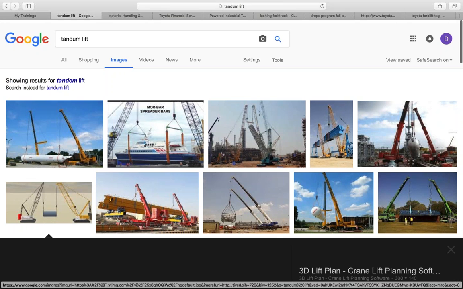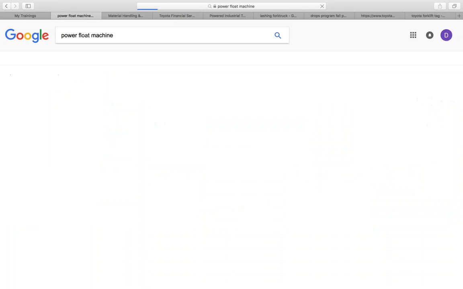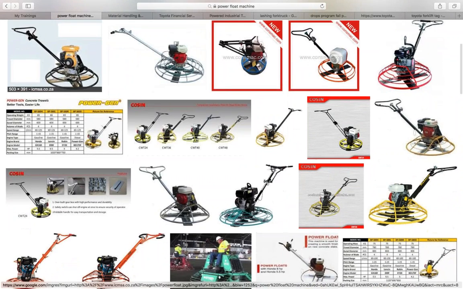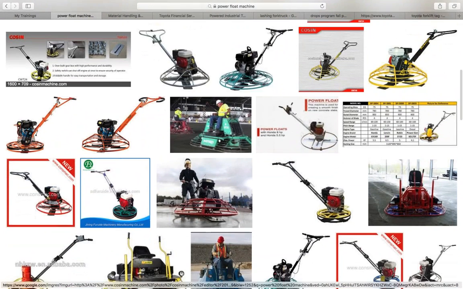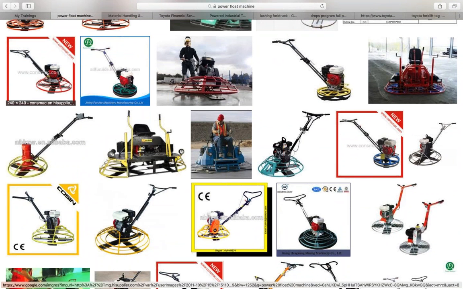Let me pull it up for you for anybody who's not familiar with it. Okay, that's what I'm talking about. Power trowel or power float, for anybody who's not familiar. It's basically used to smooth out and tighten up concrete on surfaces. Okay, it closes up a lot of those pores, is what it's for.